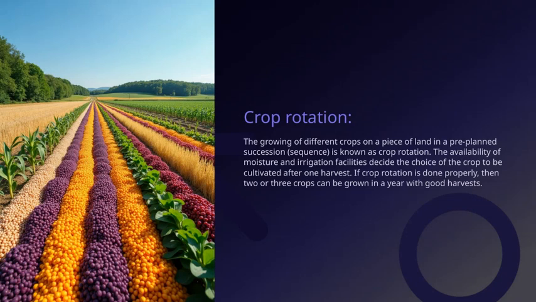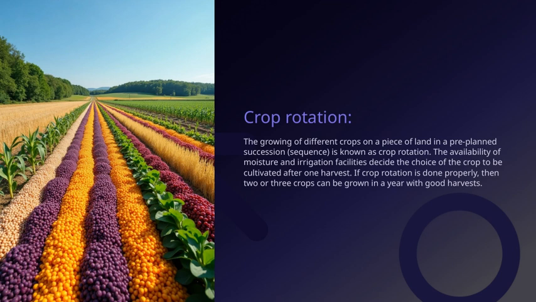Let's talk about crop rotation. This is a farming practice where different crops are grown on the same piece of land in a planned sequence. The idea is to vary the crops you plant over time, which helps maintain the health of the soil. Now, when deciding which crop to plant next, factors like moisture availability and irrigation facilities play a crucial role. They influence your choice to ensure the crops grow well.